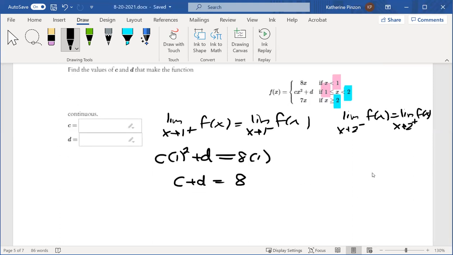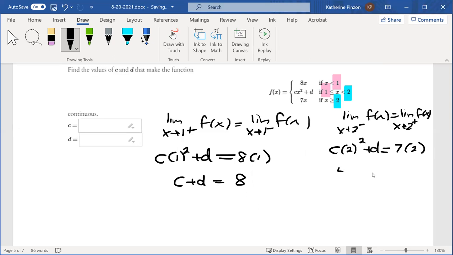I'm going to do the same thing at 2. In this first piece, I'm using the numbers that are slightly smaller than 2. The numbers slightly smaller than 2 are going into that middle function. In the second piece, I'm coming to 2 from the right, so I'm using the numbers that are slightly larger than 2. The numbers slightly larger than 2 go into that second function.